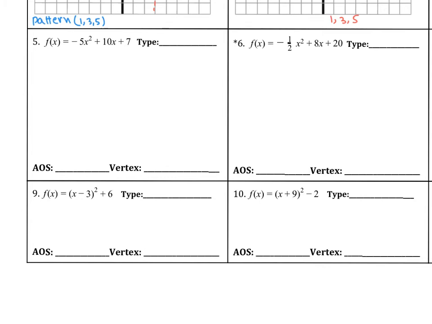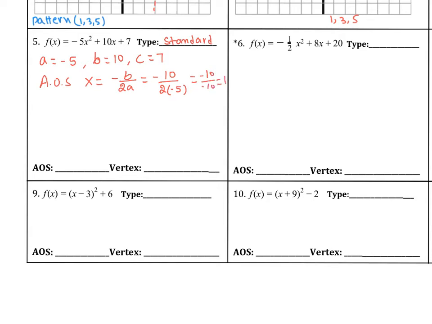For number 5, this is going to be a standard form. A is negative 5, b is 10, and c is 7. For standard form, axis of symmetry has this formula, x equals negative b over 2a, and that's going to be negative 10 over 2 times negative 5, so it's negative 10 over negative 10, that is 1.